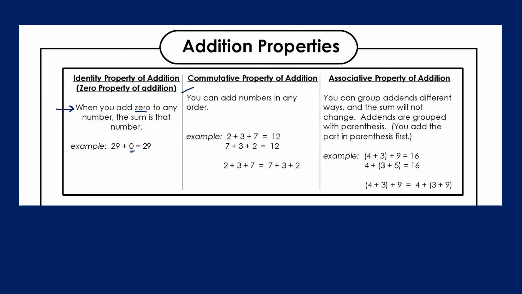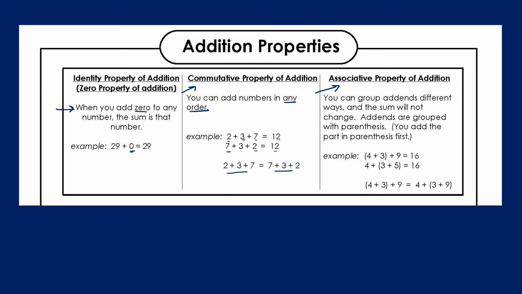The commutative property of addition. You can add numbers in any order. For example, 2 plus 3 plus 7 equals 12. Similarly, 7 plus 3 plus 2 equals 12. So it does not matter the order that you add the addends, you will get the same sum.